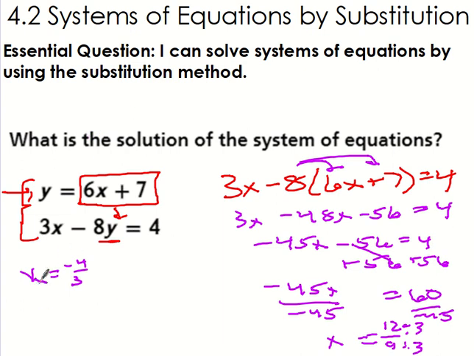So what I did is I figured out what my x is. So now I know for these two equations, the x that works for both of them is negative 4 over 3, or negative 1 1/3.